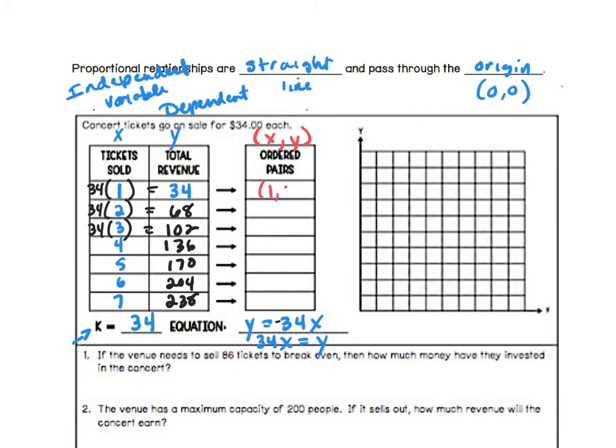So this would be (1, 34). My X value is 2 and 68. And so I just take my X value with its coordinating or matching Y value. So again, I'm just going to write these down quickly. You can pause at any moment that you need to catch up.